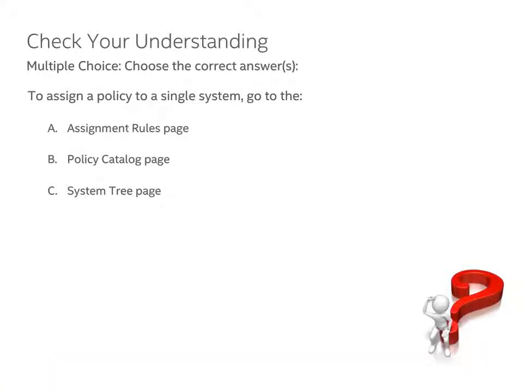Check your understanding. Multiple choice. Choose the correct answer. To assign a policy to a single system, go to, is it the assignment rules page? Is it the policy catalog page? Or is it the system tree page? If you answered C, then you are correct. Always remember, to assign a policy to a single system, you have to go to the system tree page.